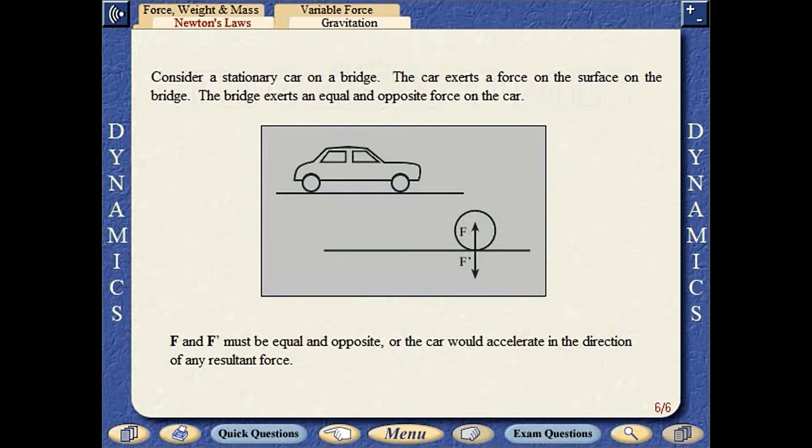Consider a stationary car on a bridge. The car exerts a force on the surface of the bridge. The bridge exerts an equal and opposite force on the car. The two forces indicated must be equal and opposite, or the car would accelerate in the direction of any resultant force.